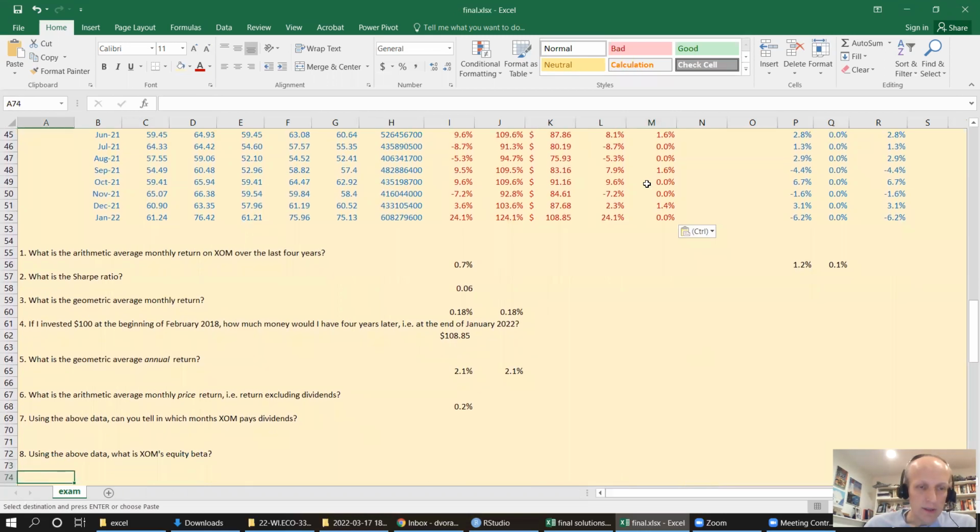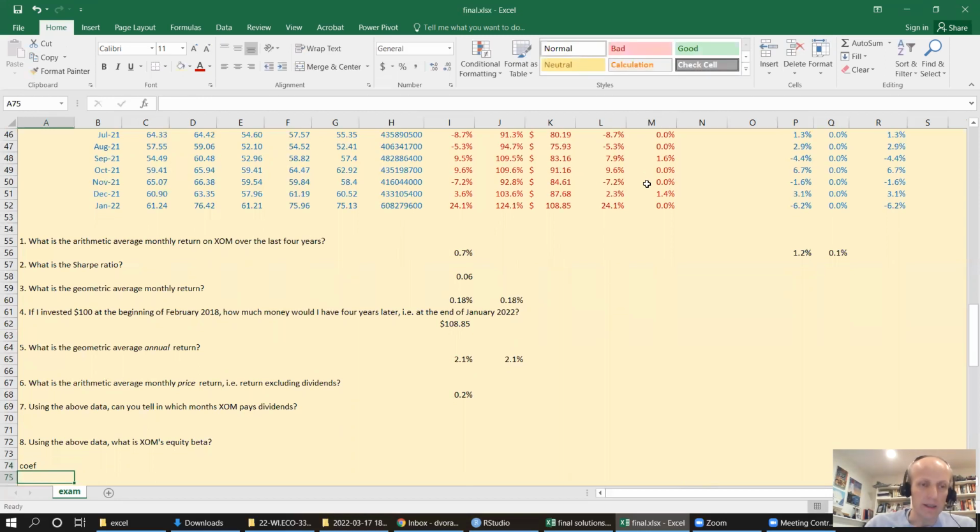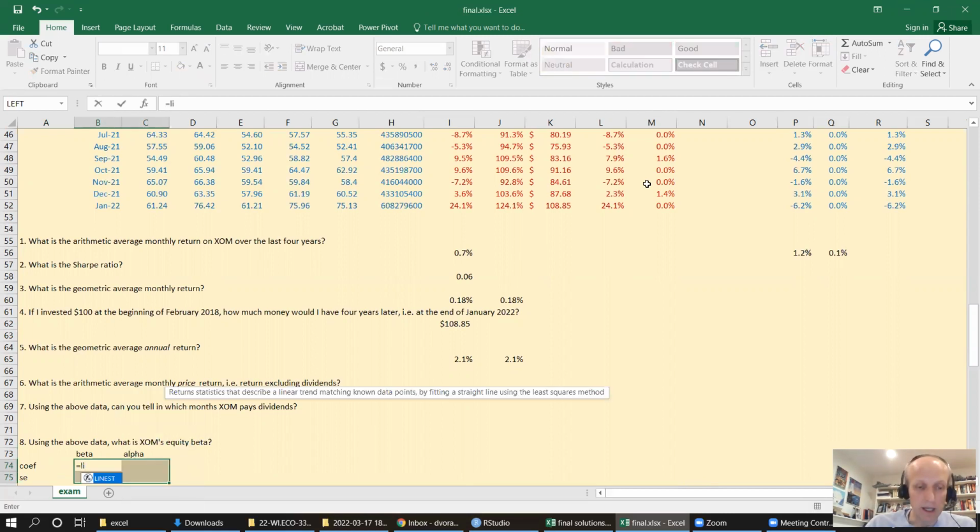What is Exxon's beta? We could also do this in a number of ways. Let's use the LINEST function. We know that in the first row, it gives us the coefficients. In the second row, it gives us the standard errors. In the upper left corner, it gives us beta, the slope coefficient, and alpha in the upper right corner. I'm going to highlight these 4 cells. We're going to start typing LINEST.